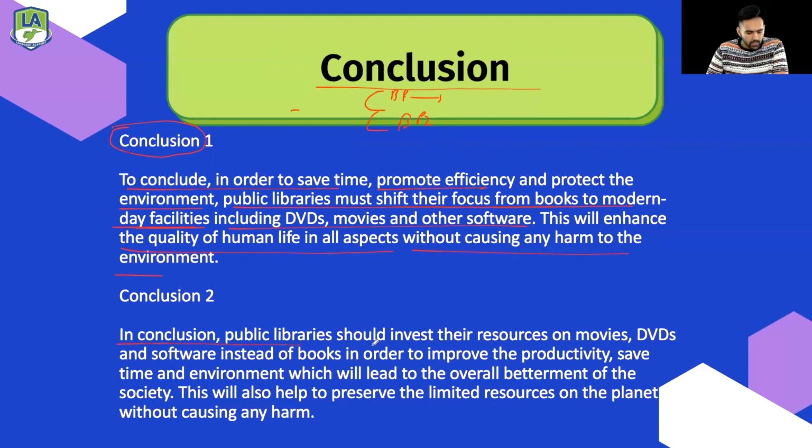In conclusion, public libraries should invest their resources in movies, DVDs, and software instead of books in order to improve productivity, save time, and environment. See, we have to tell the same thing, that yes, public libraries should be moving towards e-books instead of physical books. Why? Because I've given three reasons: time here, efficiency here, environment here. In order to improve productivity or efficiency, save time and environment, which will lead to the overall betterment of the society. This will also help to preserve the limited resources on the planet without causing any harm. This you can use in most of environment related essay types.